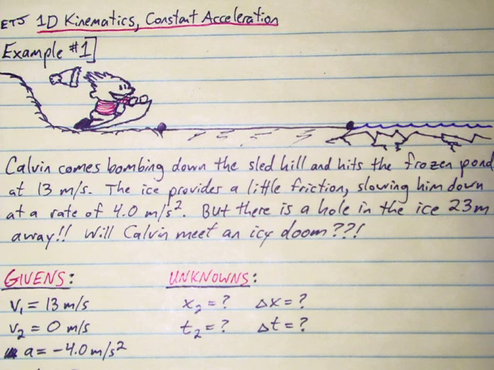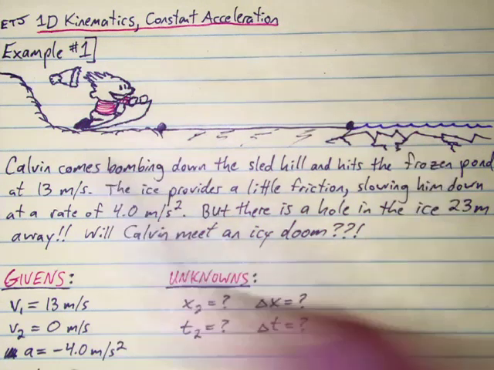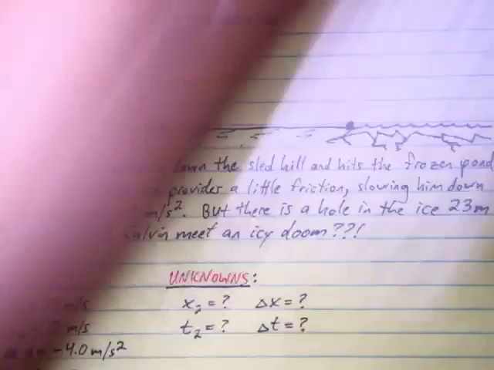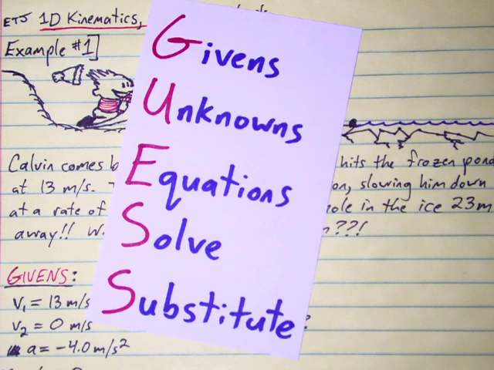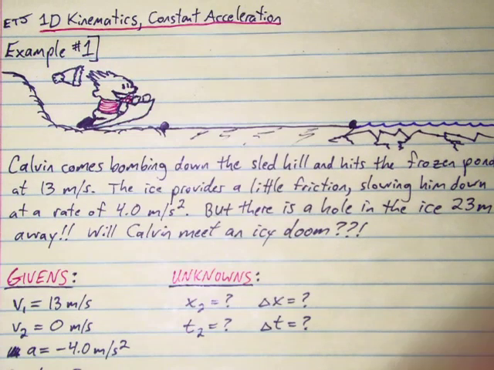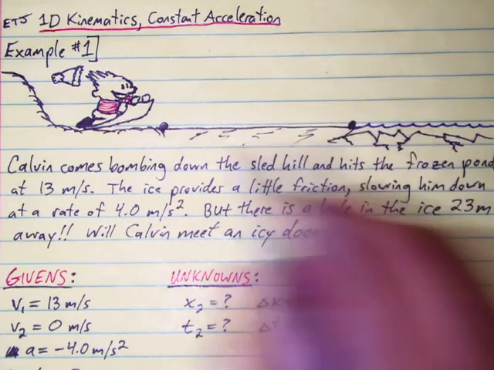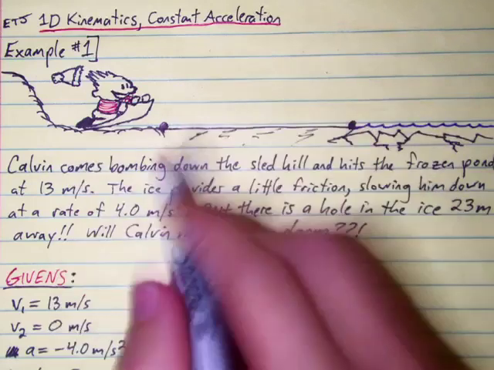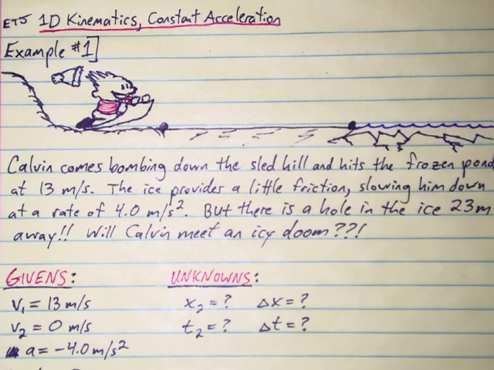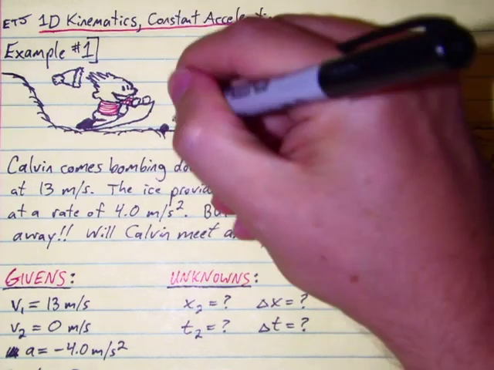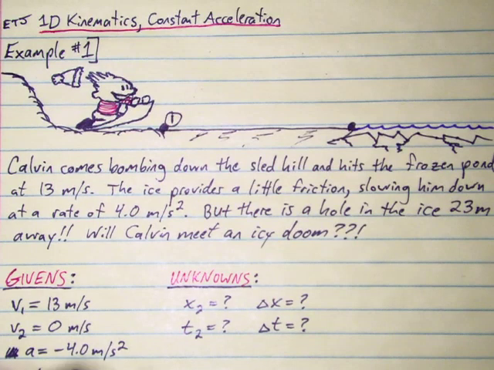All right, first thing we always do is draw a picture. We're going to be using a guess type procedure to solve this problem. It starts always with drawing a picture. All right, so let's identify a few key points. First, this event here, we'll call that our event 1. That's when Calvin hits the ice.